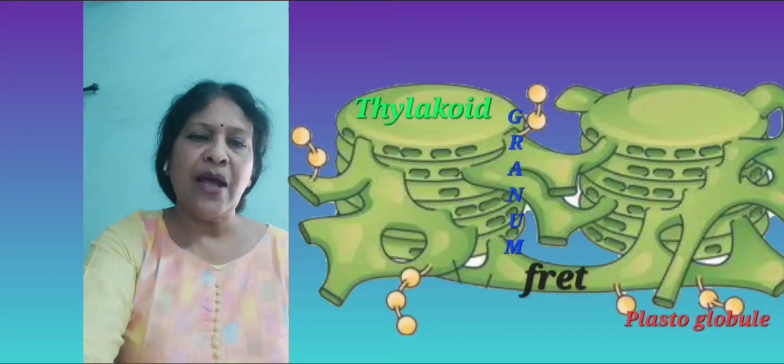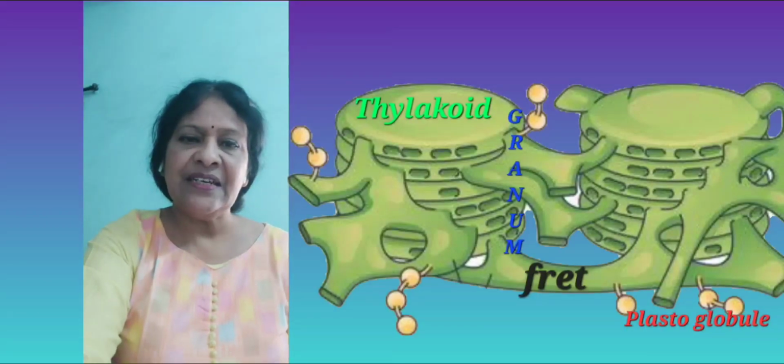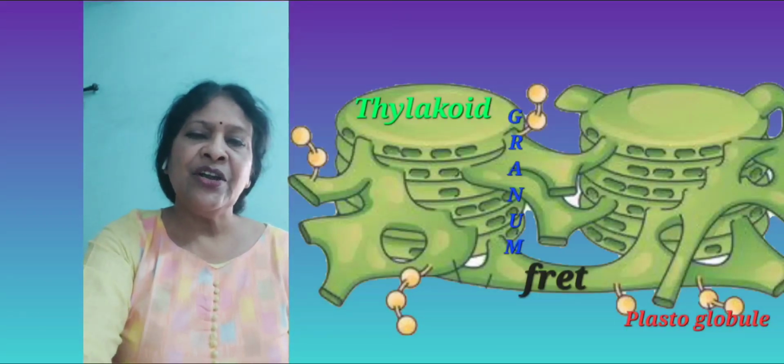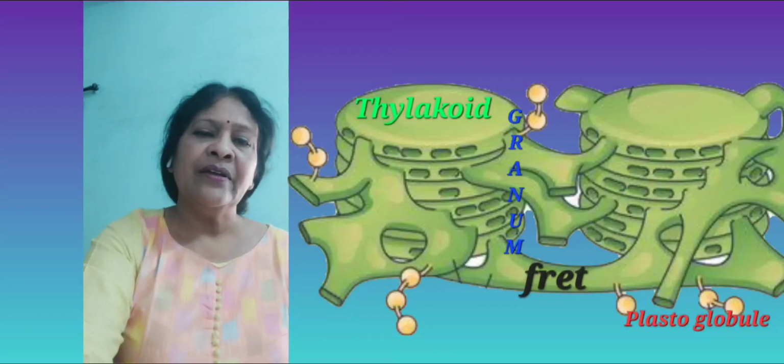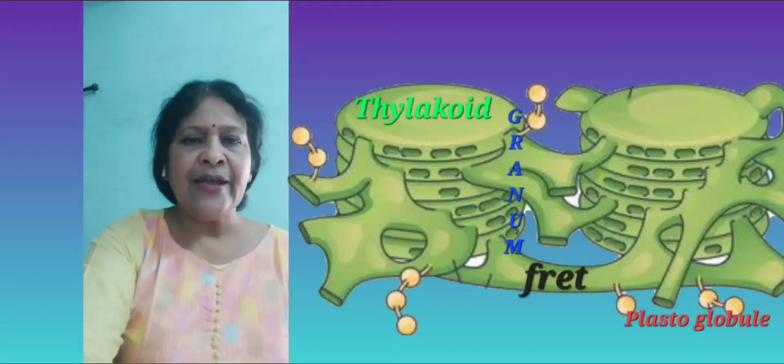Into that stroma are spread out a large number of stacked structures, like piles of coins or plate-like structures kept inside the stroma. Speaking of the stack, each of which is called a granum. In a single chloroplast, there are around 40 to 60 grana, and each granum is made up of piles of plate-like structures which are individually called thylakoids.